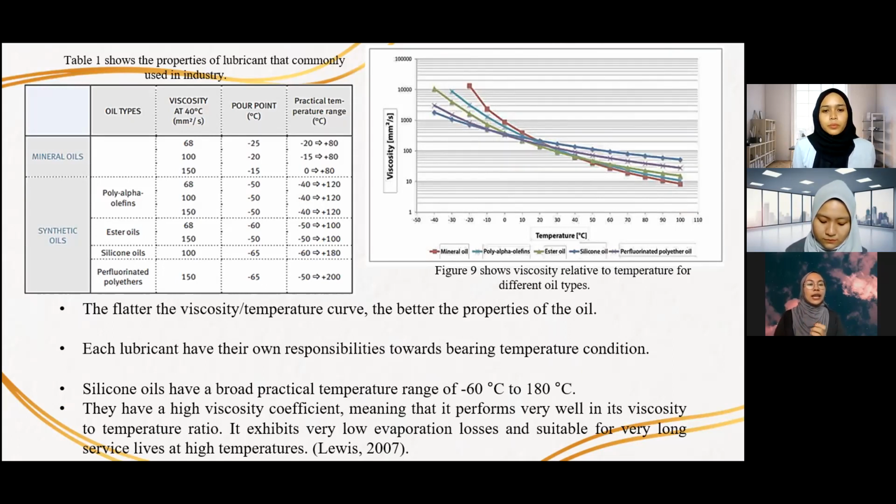Then it has a high viscosity coefficient, meaning that it performs very well in viscosity to temperature ratio. According to Levis 2007, silicone oil exhibits very low evaporation losses and is suitable for very long service life at high temperature. So it is reasonable and effective to use silicone oil in many industries.